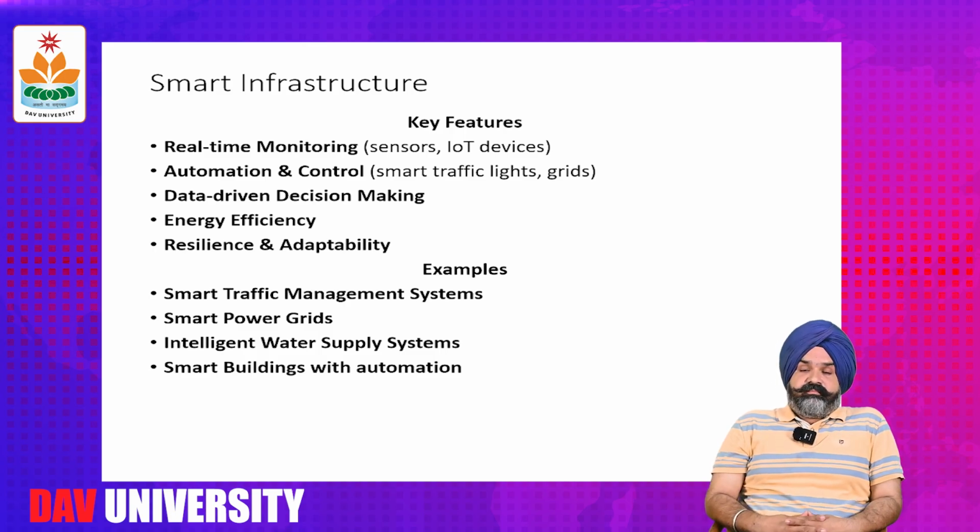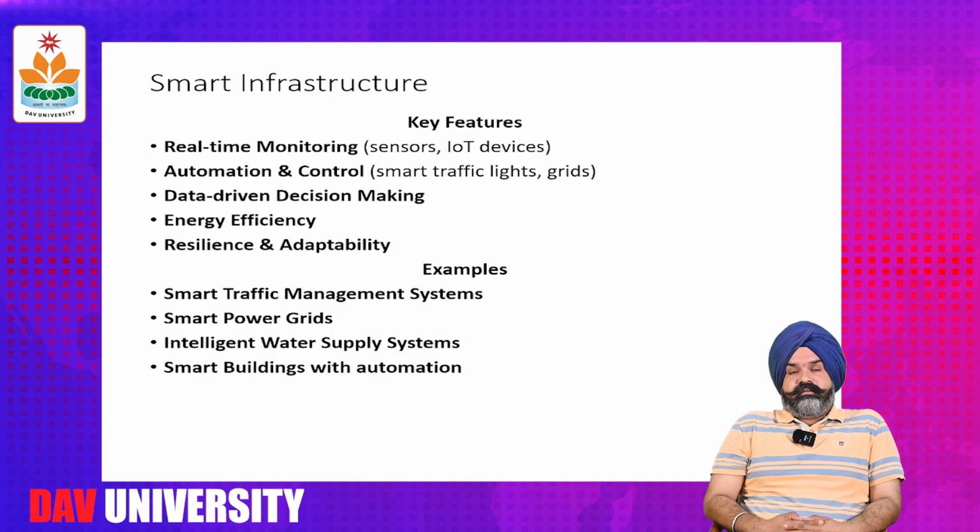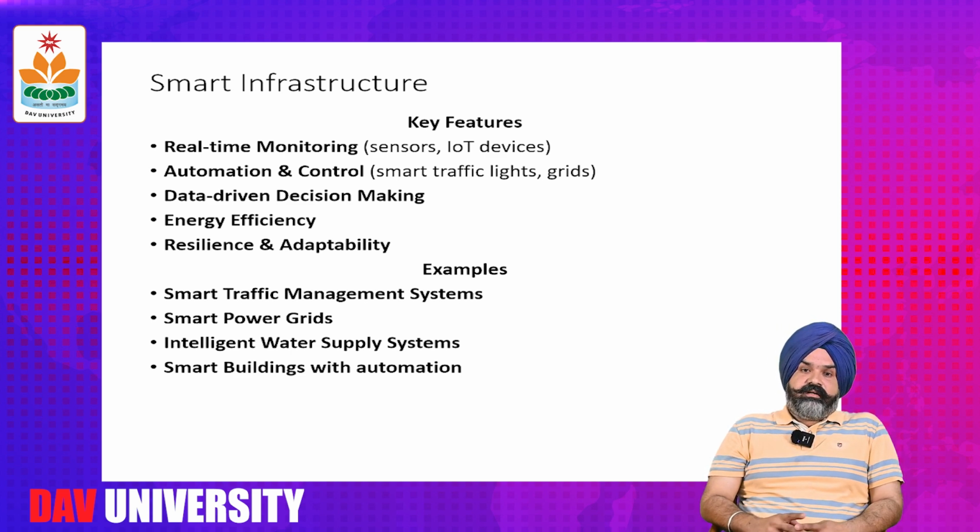The main key features of smart infrastructure are, first, real-time monitoring. There are many types of sensors and IoT devices which are used for real-time monitoring of smart infrastructure. Then automation and control, data-driven decision making, energy efficiency, resilience and adaptability. The main examples of smart infrastructure are smart traffic management systems, smart power grids, intelligent water supply systems, and smart buildings with automation.